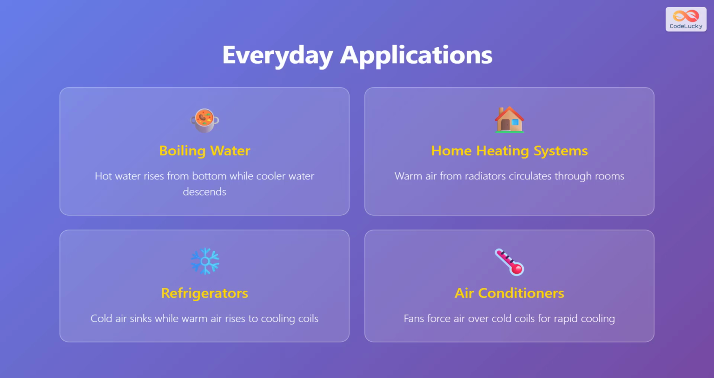Convection is present in many everyday situations. When boiling water, hot water at the bottom of the pot rises while cooler water descends, creating a rolling motion. Home heating systems use radiators that warm the air, which then circulates naturally through rooms, keeping them comfortable. Refrigerators work by having cold air sink to the bottom while warm air rises to the cooling coils at the top. Air conditioners use fans to force air over cold coils, utilizing forced convection for rapid cooling of indoor spaces.